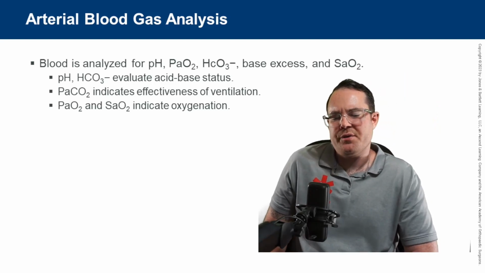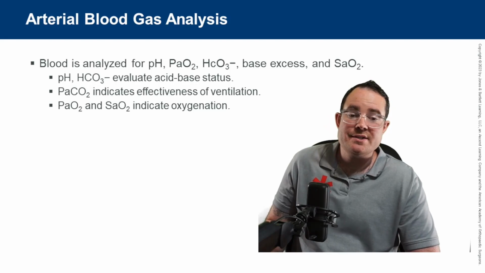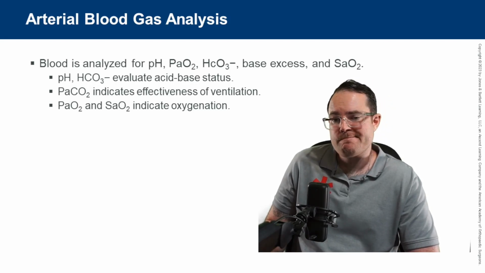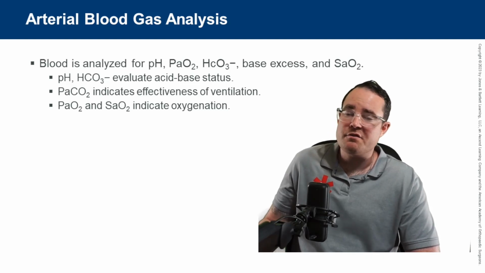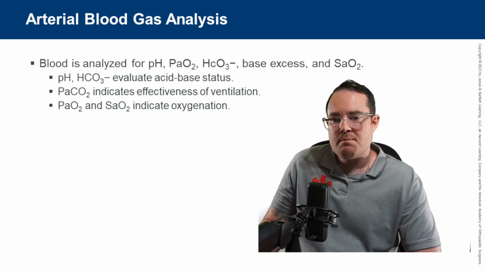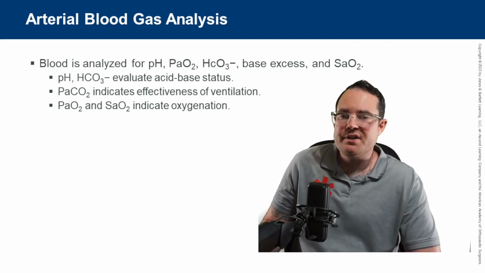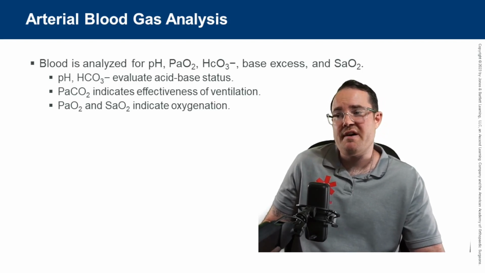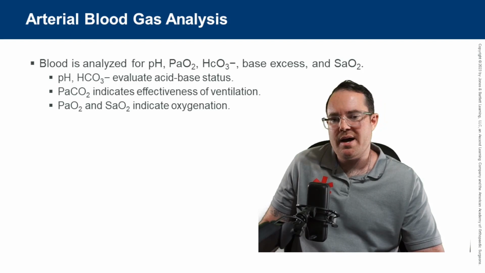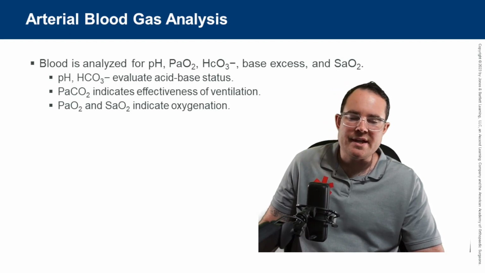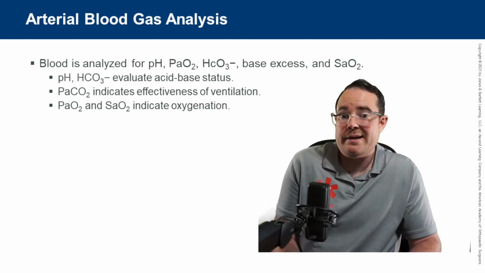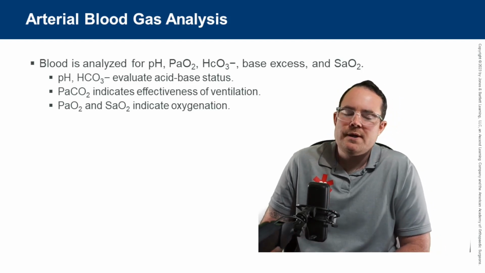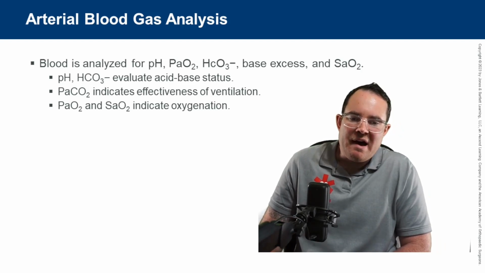With regards to arterial blood gas analysis, the first thing I would say is know what normal values are. Normal pH, neutral, I've talked about this already, is 7.35 to 7.45. PaO2 is partial pressure of oxygen, and the normal range is anywhere from 75 to 100. HCO3 is bicarbonate, that's 22 to 26. And then SaO2 is pulse oximetry, that's anywhere from 94 to 99, technically considered normal. I would know those values.